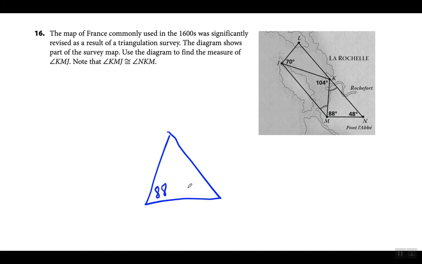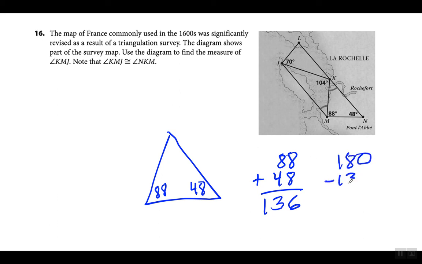88 and 48. Alright, so all you got to do is figure out this angle and that'll give us the answer. So just do 180 minus these two. Let me add up 88 plus 48 real quick. Alright, so 180 minus 136. So this angle is 44 degrees. So that's it. That was actually really fast.